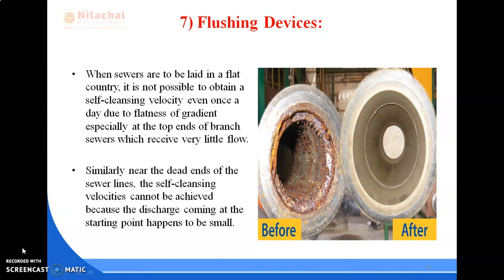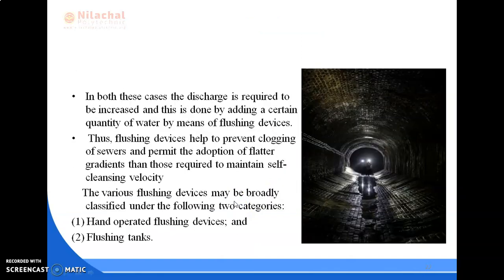It consists of a concrete or masonry chamber fitted with a U-tube and an inverted bell. So flushing tanks get water from the municipal water supply, the rate of flow of which is regulated as per the design. In both these cases, the discharge is required to be increased, and this is done by adding a certain quantity of water by means of flushing devices.